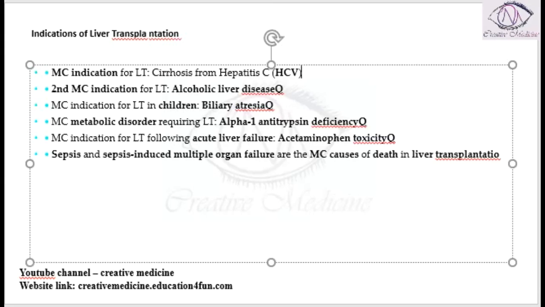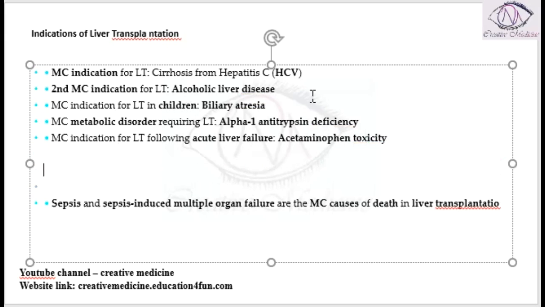The most common indication of liver transplantation is cirrhosis from hepatitis C. The second most common indication of liver transplantation is alcoholic liver disease. Then we have the most common indication of liver transplantation in children, which is biliary atresia. The most common metabolic disorder requiring liver transplantation is alpha 1 antitrypsin deficiency.